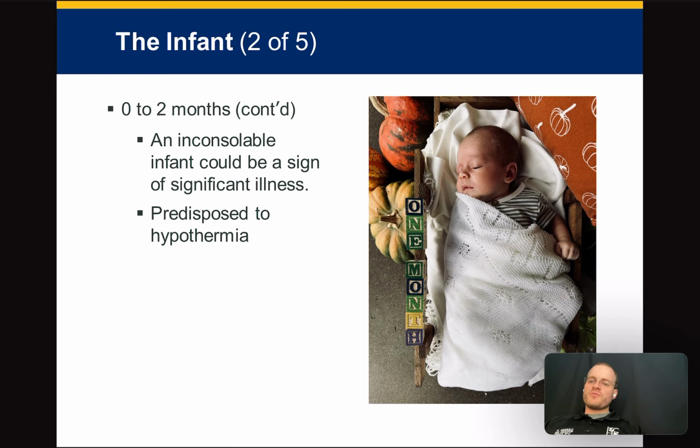Also, babies are predisposed to hypothermia. Remember, newborns, fresh out of the womb, don't shiver and stuff like that to stay warm. And again, they're not going to raise their hand and say, "Jacket, please." So just keep that in mind.